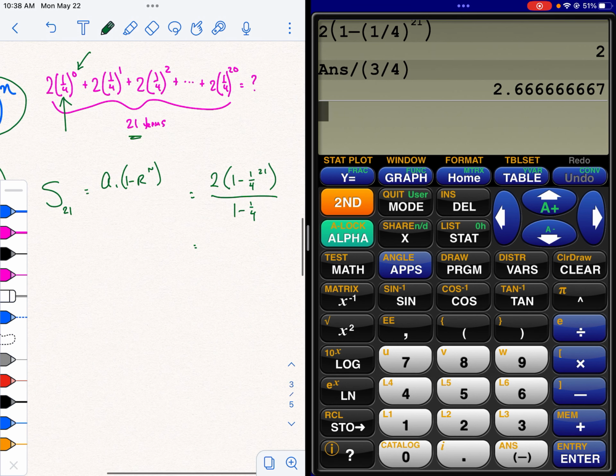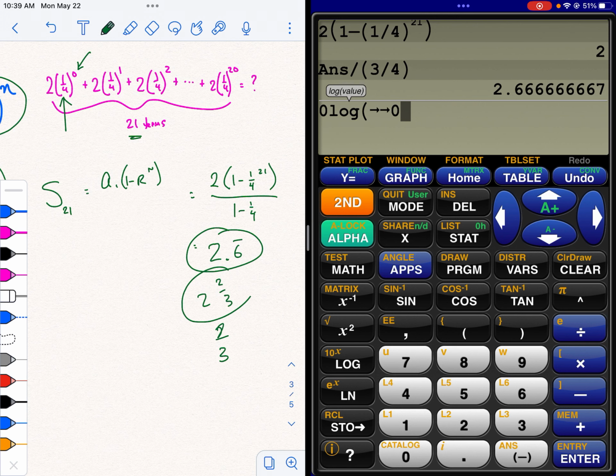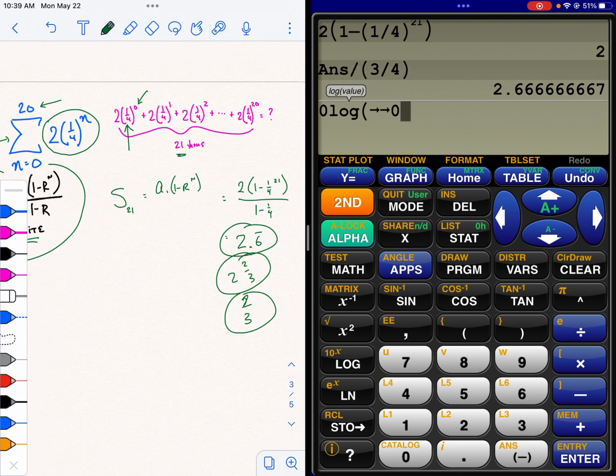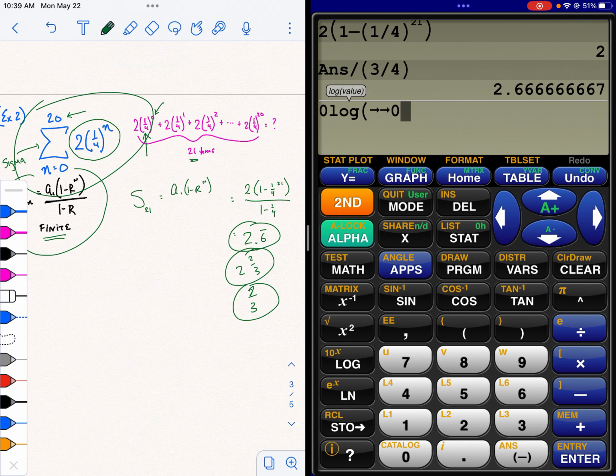So that's it. My sum is 2.6 repeating. I bumped the screen there, that's why the log showed up. So it's 2.6 repeating, or 2 2/3, which is 8/3. There are lots of different ways you can answer this question, but that is the sum of this funky thing. We're just using the formula.